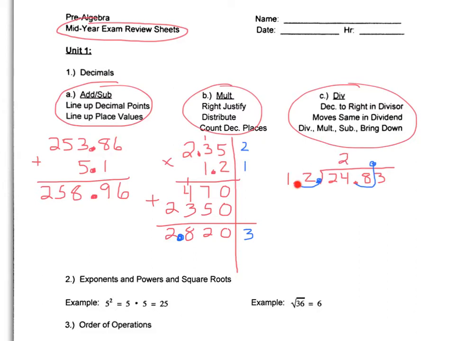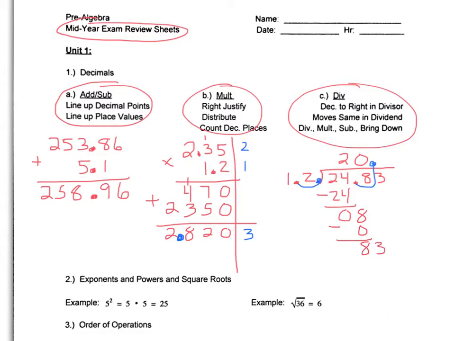Now take and multiply. 2 times 12, 24. Subtract, you get 0. Bring down the next digit and repeat the process. How many times does 12 go into 8? It doesn't. 0. 0 times 12 is 0. Subtract, you get 8. Bring down the next digit.